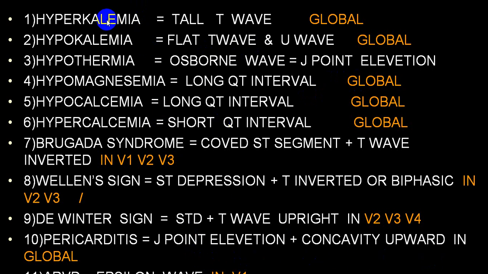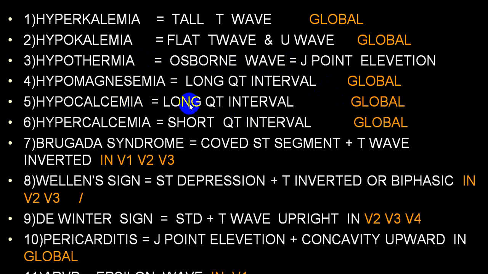At your leisure time, you can go through what the changes are and where the changes are in hyperkalemia, hypokalemia, hypothermia, hypomagnesemia, hypocalcemia, hypercalcemia, Brugada, Wellens sign, De Winter sign, pericarditis, and ARVD. It is an important clue. So in hyperkalemia, you will have a tall T wave seen in many leads. Hypokalemia, flat T wave with U wave appearance, in many leads. Hypothermia, Osborn wave at J point elevation, again in multiple leads. Hypomagnesemia, long QT, again in multiple leads.